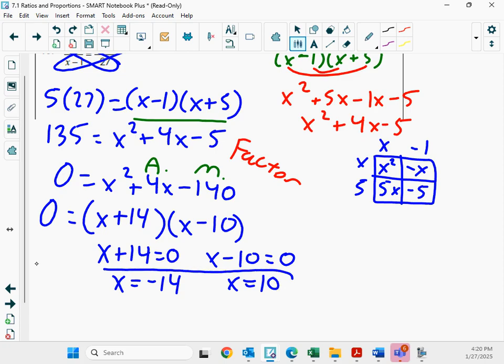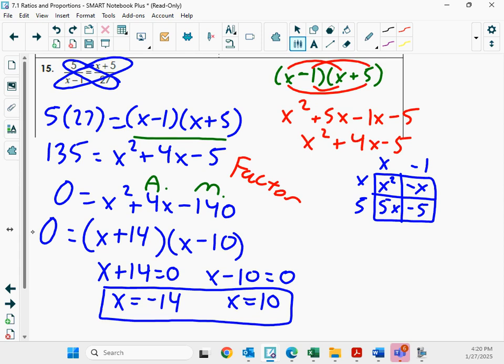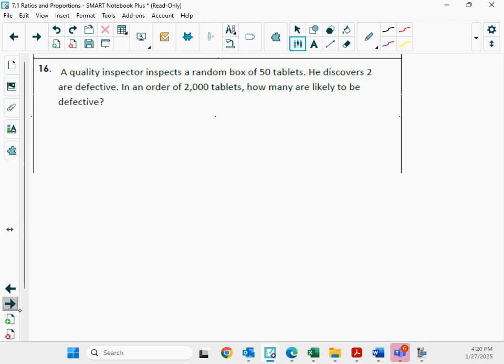Again, this was a very difficult level question on the algebra side. At this moment, I only really care about the setup and you being able to cross multiply. If we have questions that are going to require you to factor, we will have a factoring practice day in class first. Let's get into a word problem. A quality inspector inspects a random box of 50 tablets. He discovers 2 are defective. In an order of 2,000 tablets, how many are likely to be defective?